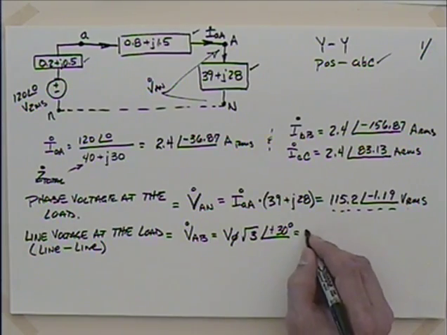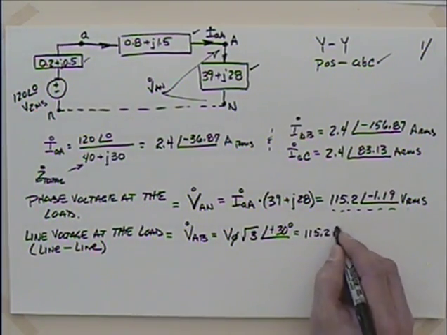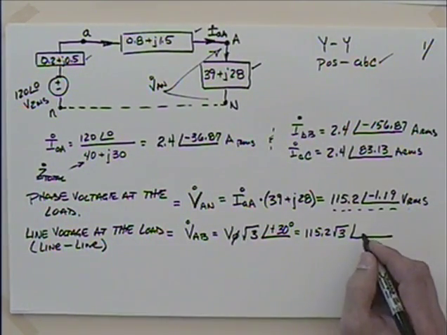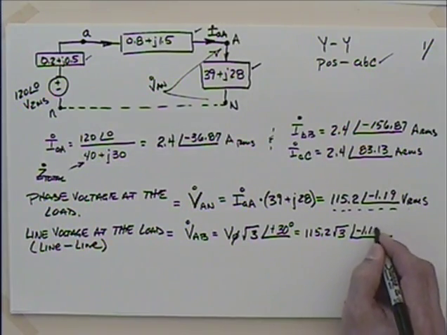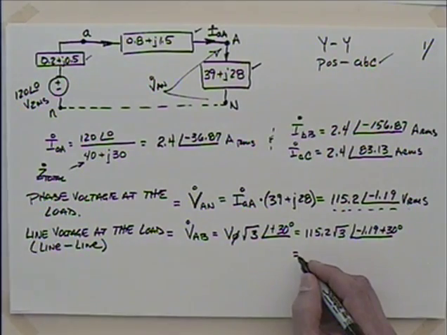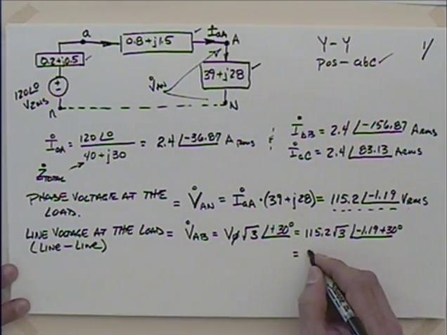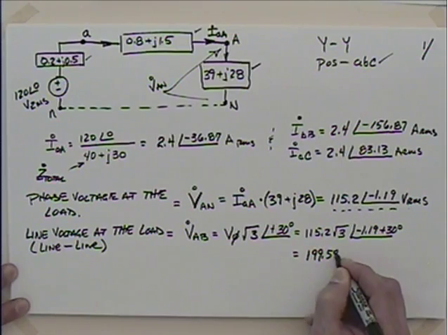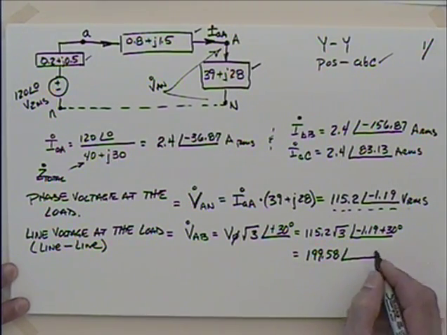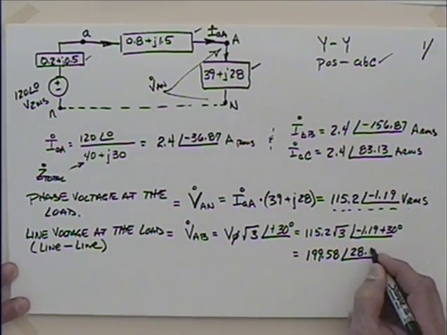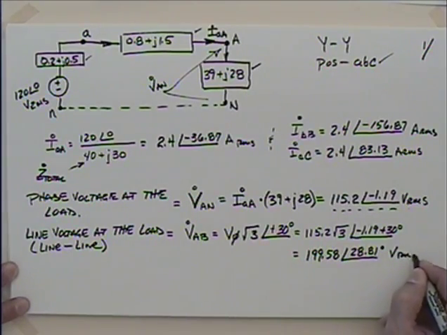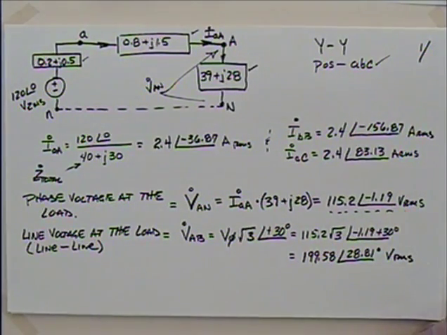So with that, I take this 115.2, I multiply by the square root of 3, and I have then an angle of, let's see, minus 1.19 plus 30 degrees, and that turns out to be equal to 199.58. We'd probably just call that 200. 199.58 at an angle of 28.81 degrees, and that's volts RMS.